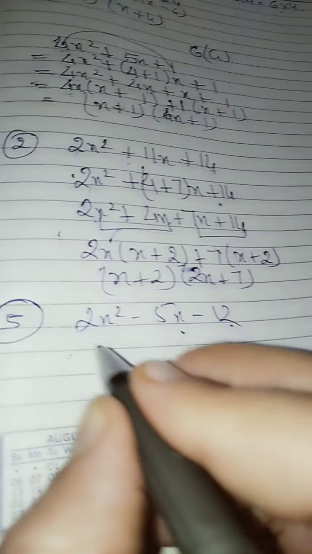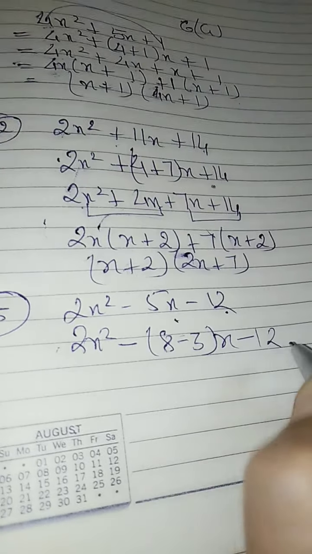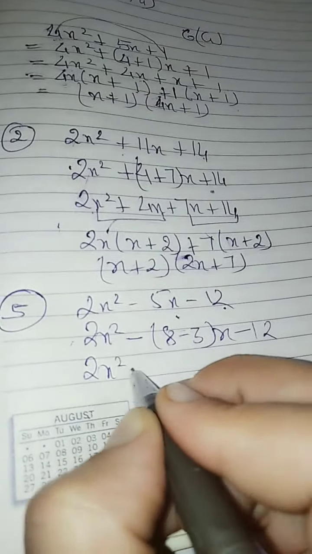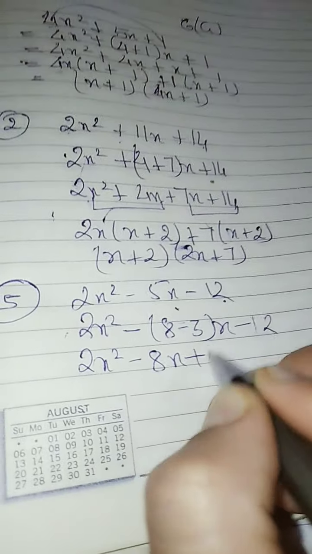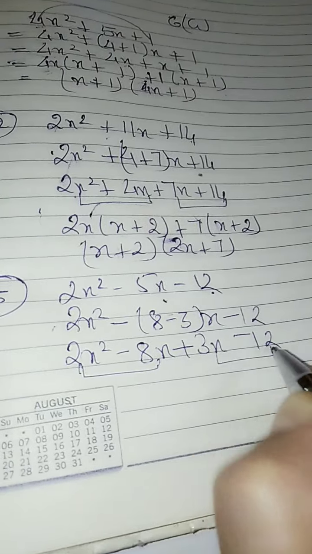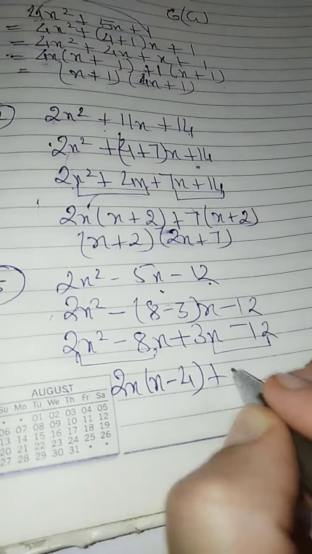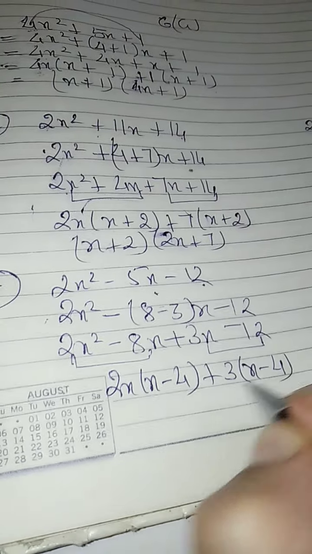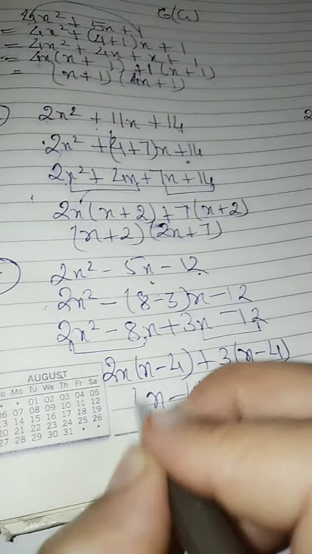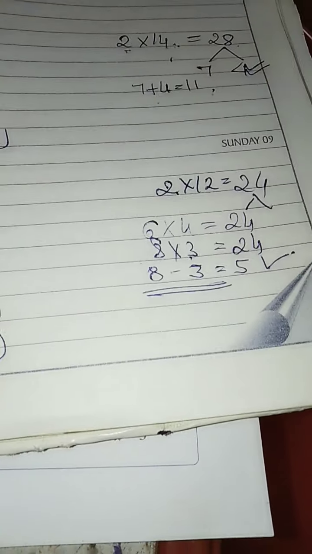So what are we going to do here? 2x square minus 8x plus 3x minus 12. In place of 5 you will write 8 minus 3. Now split the term, open the bracket, and take common from the first two and last two. Three fours are 12, so x minus 4 and 2x plus 3 will be your factorization. This is how you will do the guesswork. This is how you will find out.